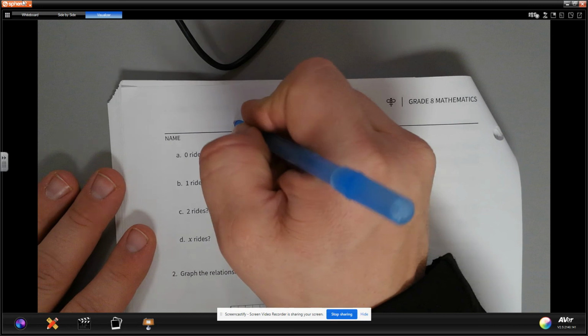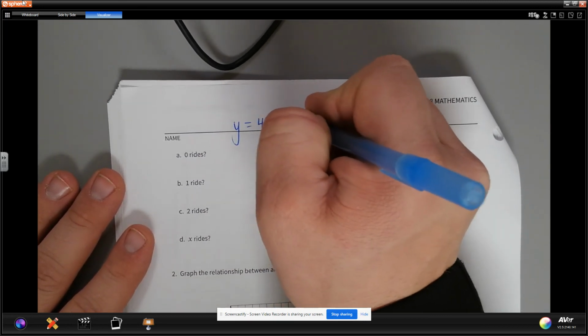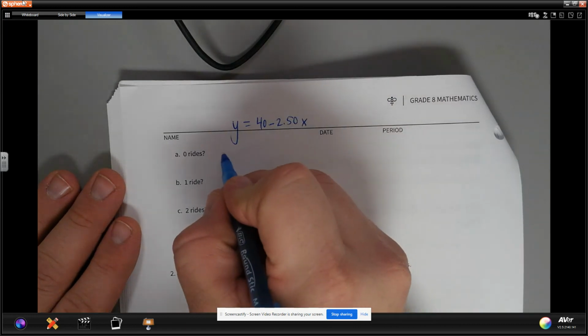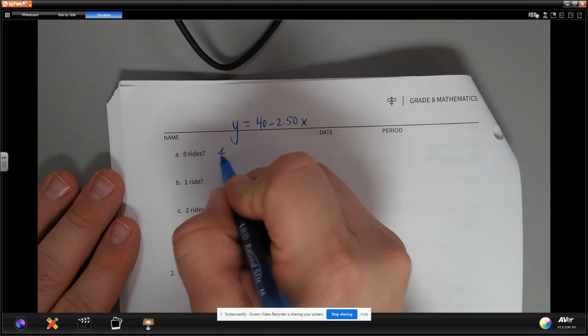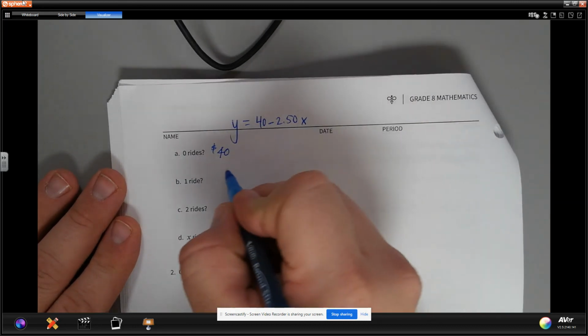Now let's think about it for a minute. If he's going to ride 0 times, we'll put our equation right here. If he's going to ride 0 times, well, then it's not going to cost him any money. So how much money does he still have? He still has $40.